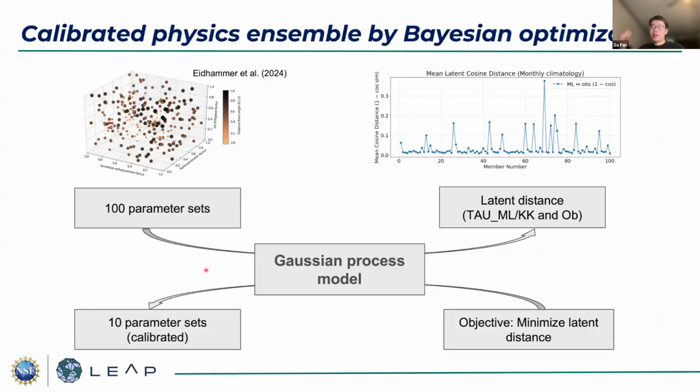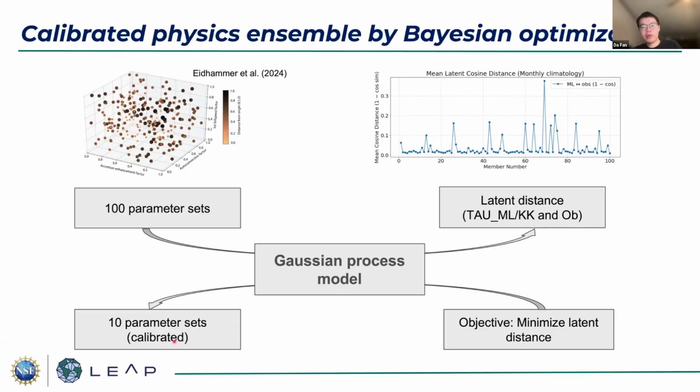And then our next step is to do calibration with this latent space framework. So we calibrated model parameters using the latent cosine distance as the objective. Then we use a Gaussian process model to learn how physical parameters affect latent distance between KK or tau ML and observations. And then we use this Gaussian process model to generate 10 calibrated physical parameter sets that minimize the latent distance with high confidence.